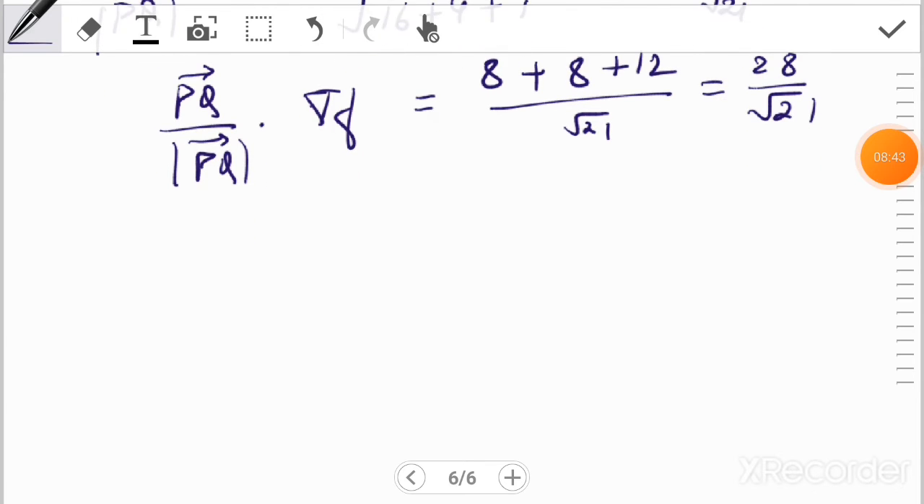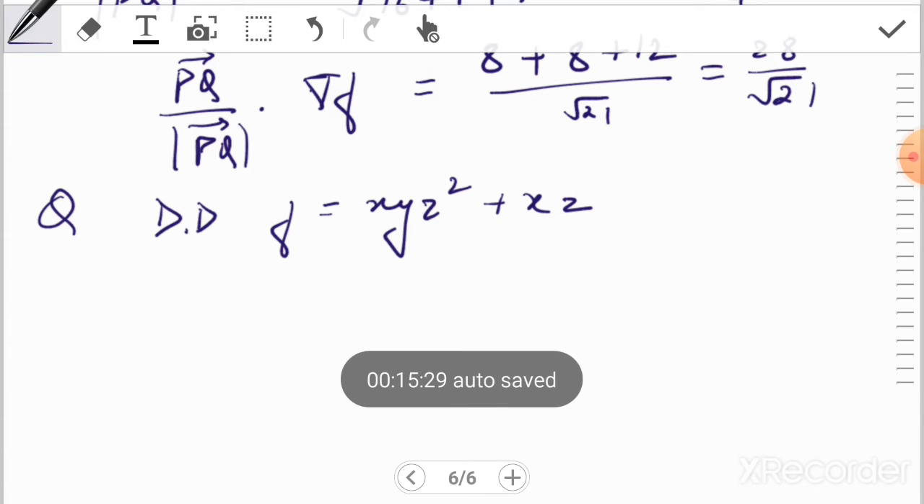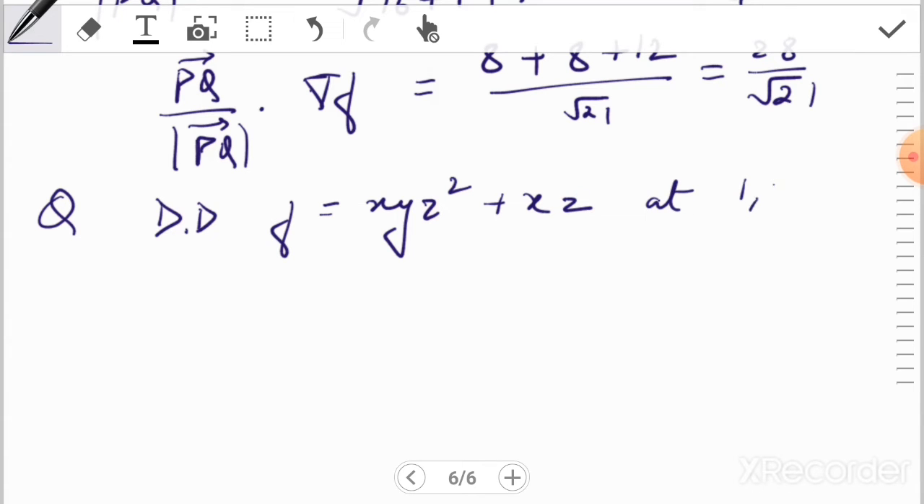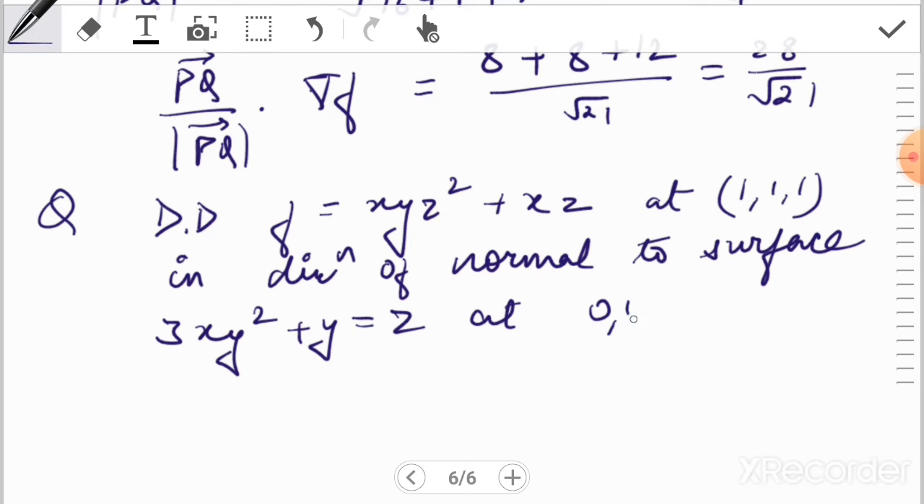Let us see one more example. Find the directional derivative of the surface f = xyz square plus xz at (1, 1, 1) in the direction of the normal to the surface 3xy square plus y equal to z at (0, 1, 1).